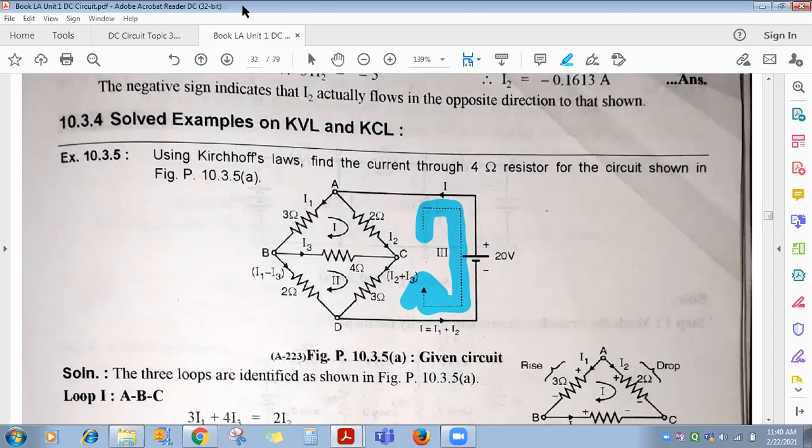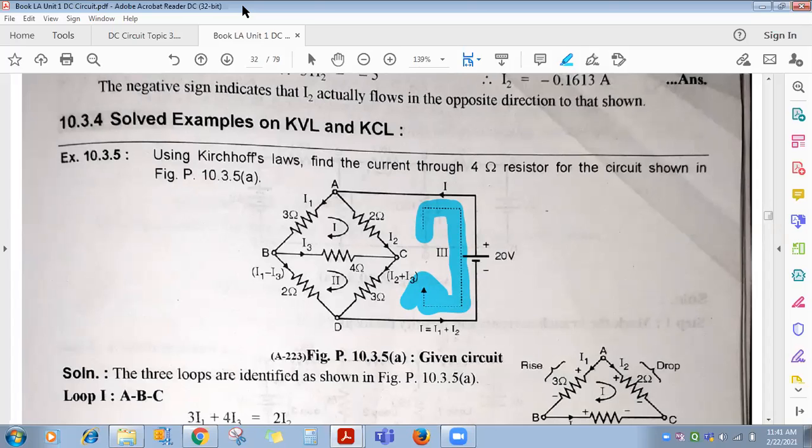I took the second loop ABDA, so my answer will come equal. It has 20 volt, so your B matrix will not be 0. One student asked the query: for the third one, he has selected A, B, D, C, A. Means in all the 3 equations, the 20 volt voltage source is not there. So in all the 3 loops, the B matrix will be 0, 0, 0. Whatever the B matrix, it's all 3 values in one column, so 0, 0, 0.